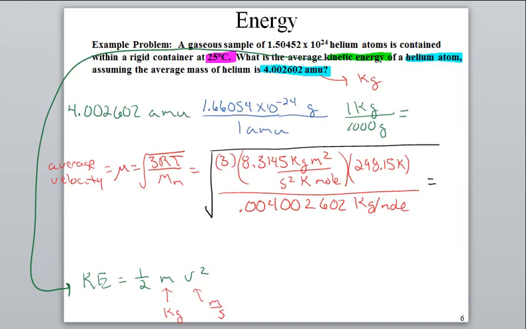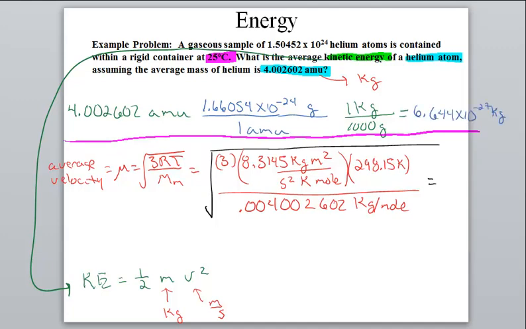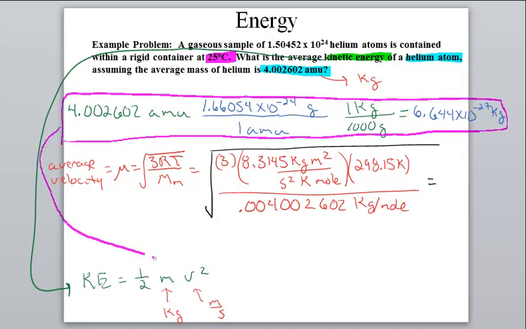So the first step, converting 4.002602 AMU into kilograms, using the relationship between grams and AMU, and the relationship between kilograms and grams, we get the mass of one atom with a unit of kilogram. The mass is a tiny, tiny mass, around 6.6 times 10 to the negative 27th kilograms. And we'll plug that mass into our kinetic energy equation down below.